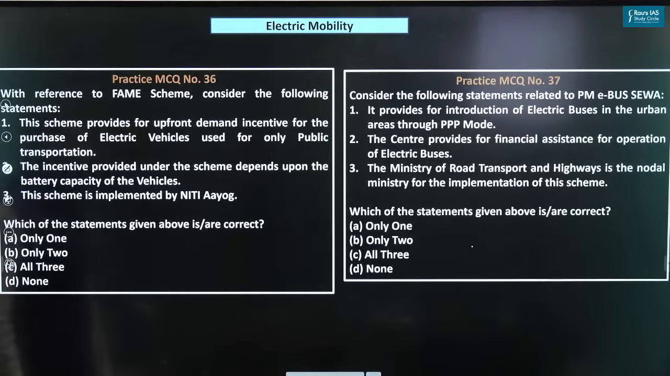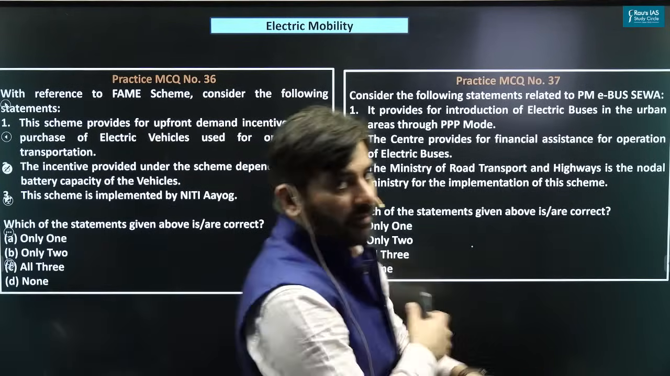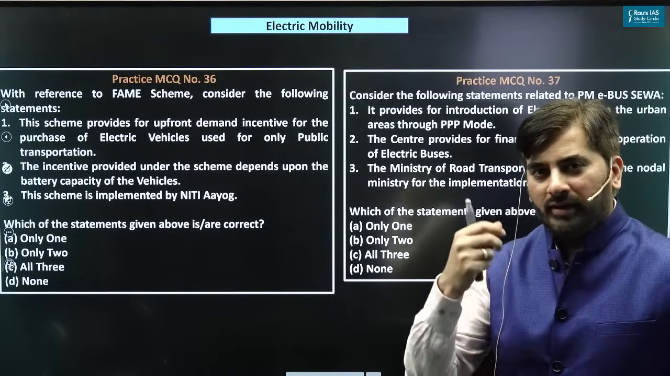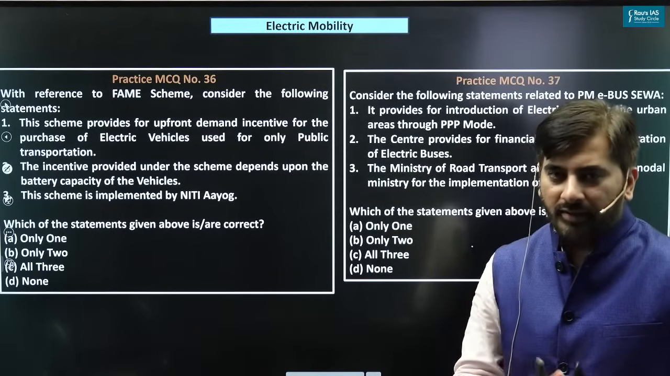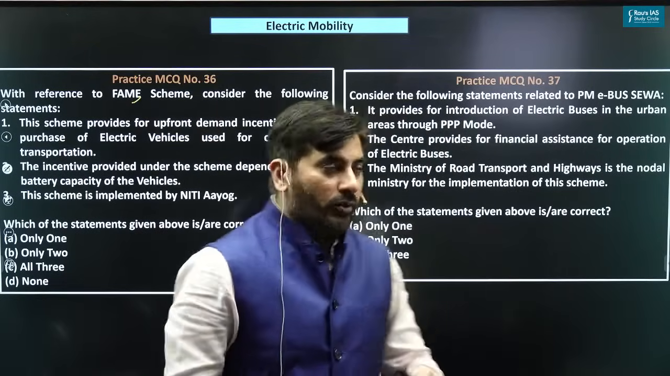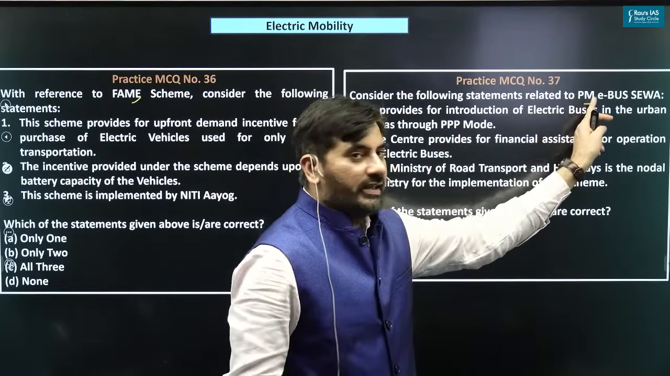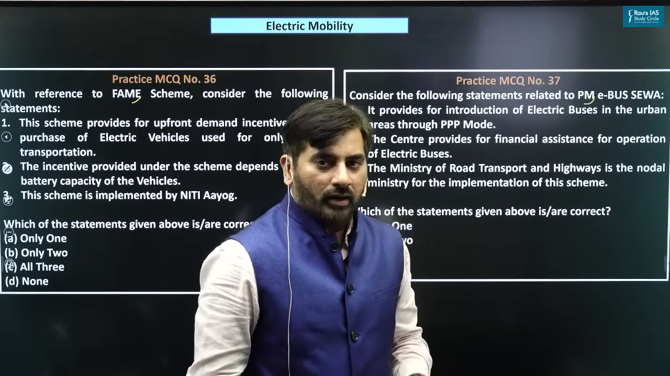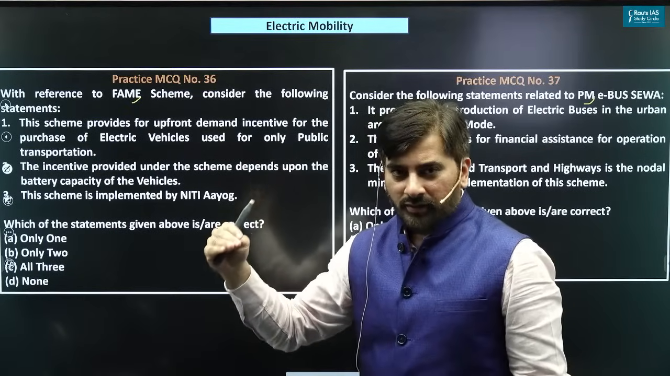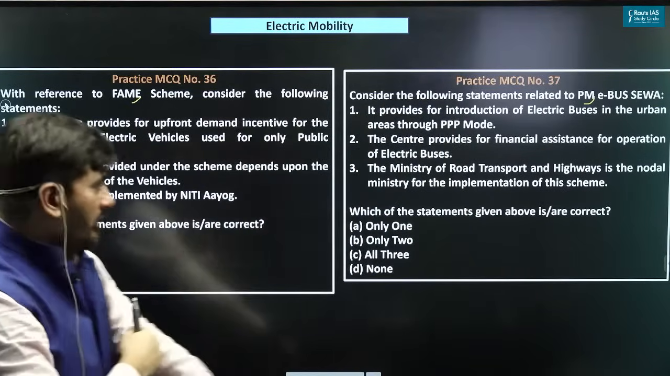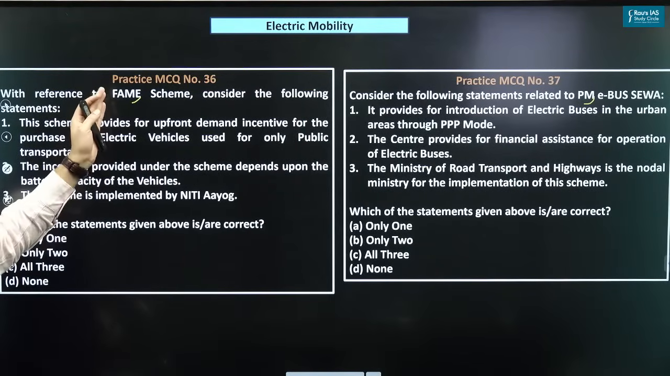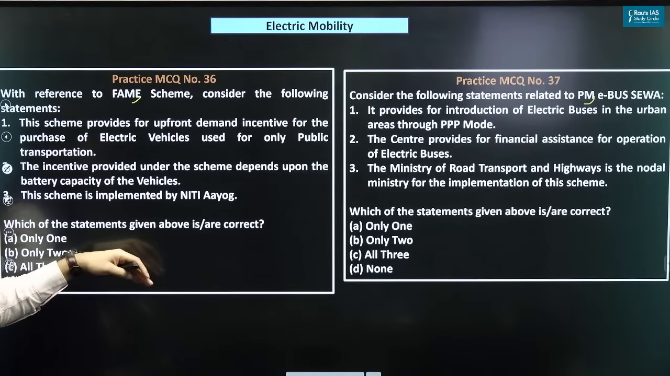Now, with respect to electric mobility, I'm pretty sure most of you know that there are two important schemes of the government to promote electric mobility. Number one is the FAME scheme, and number two is the PM e-bus Seva, right? As far as the FAME scheme is concerned, all the details about the FAME scheme I have incorporated in the PPT. I hope you should be able to go through the FAME scheme and then attempt this particular question.